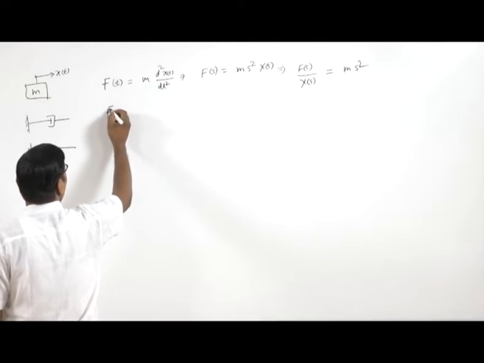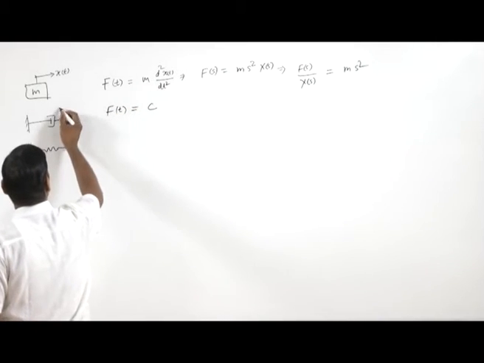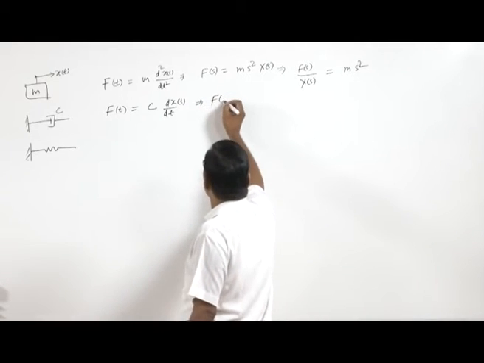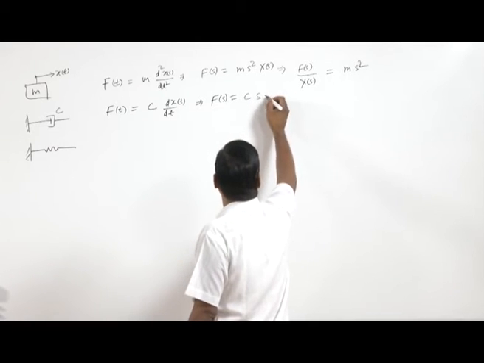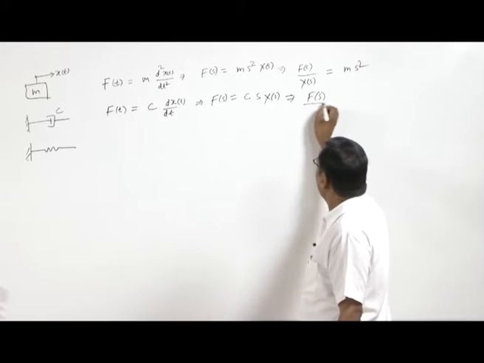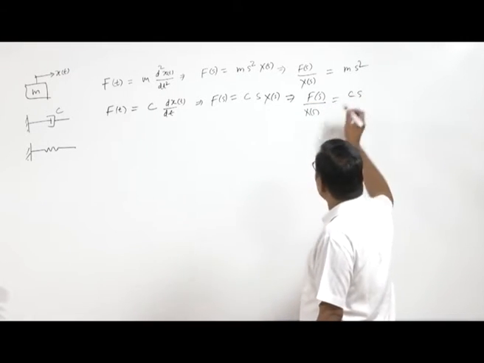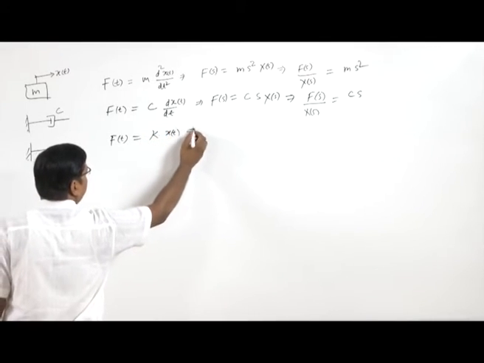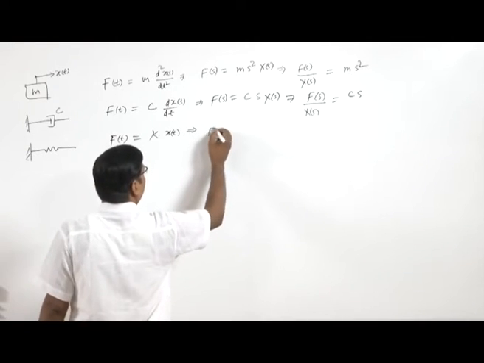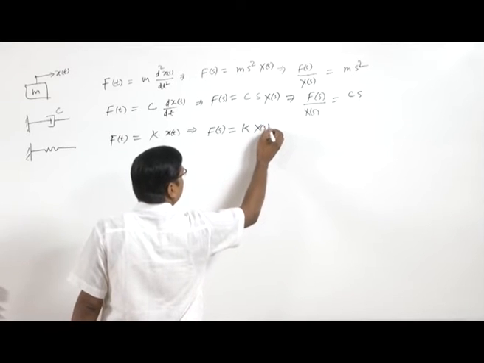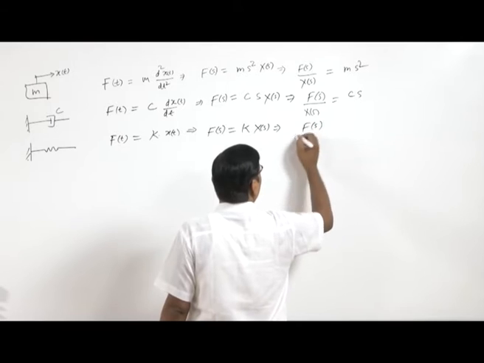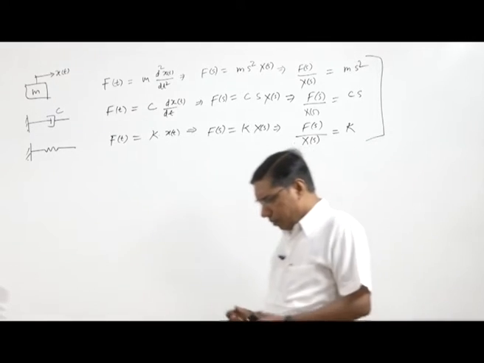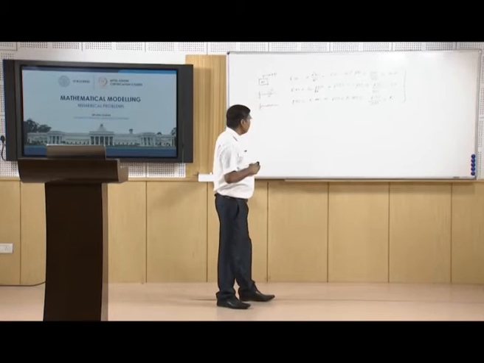Similarly, for a damper, the damper force is C dx by dt, and when we take the Laplace transform, it is C s X(s). So impedance is F(s) by X(s), and that is equal to Cs. For a spring, force is k into x(t). We take the Laplace transform, we find F(s) equals k into X(s). So the impedance is F(s) by X(s), that is k. So these are the impedances of the mechanical elements: mass, damper and spring.